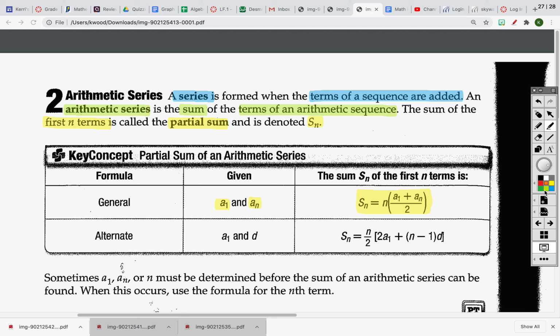Or it's possible that I give you the first term and I tell you what we count by. Then you can actually also find the sum of the terms. You use this equation when you do that. We're first going to focus on the general one, the basic formula. Sometimes you have to use the earlier formula to find a missing piece. So you have to find either the a sub n, the a sub 1, or the n before you can do this. Then you can plug it in here.